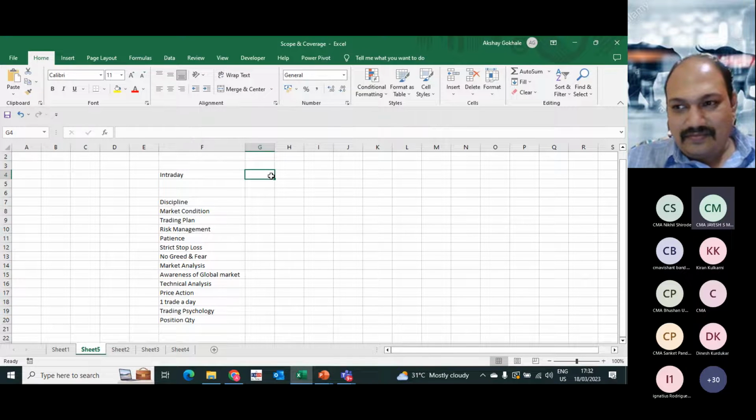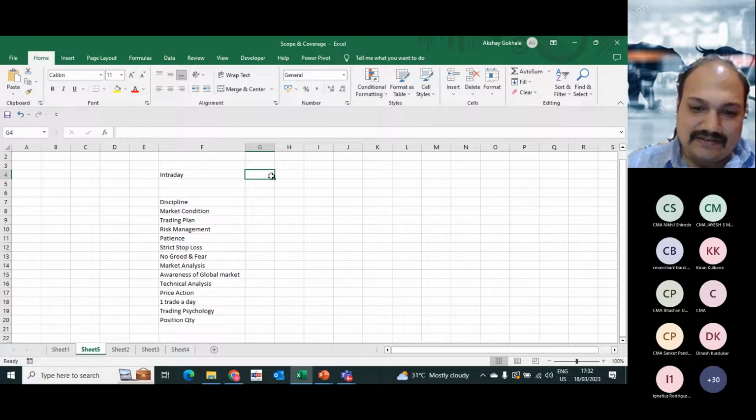Because we don't want to block our funds for 3 months, 4 months. I want to exit from the positions within a day. I don't know what is going to happen overnight and tomorrow. That's it. I'm thinking for today.